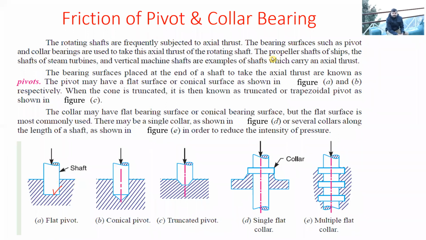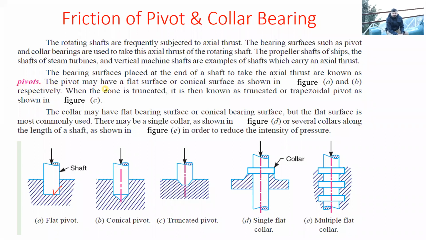Now, the propeller shaft of a ship, the shafts of steam turbines, and vertical machine shafts are examples of shafts which carry axial thrust. So these are some applications where axial thrust or vertical shafts are used. The bearing surfaces placed at the end of the shaft to take the axial thrust are known as pivots. These bearing surfaces, on which this vertical shaft is coming in contact, are known as pivots.